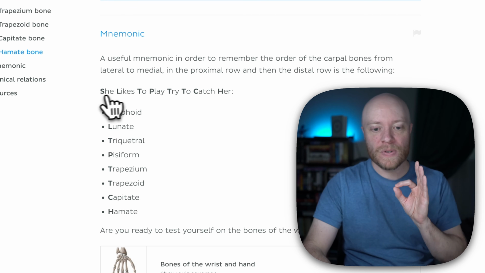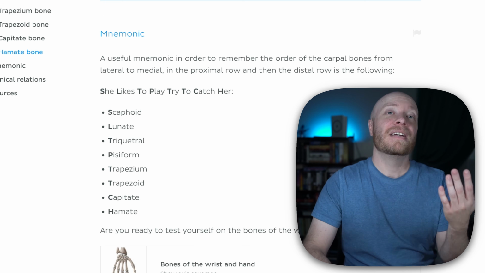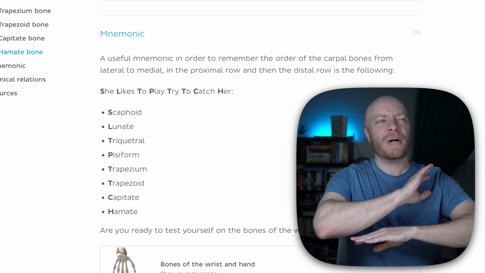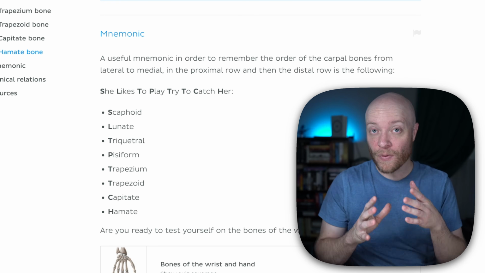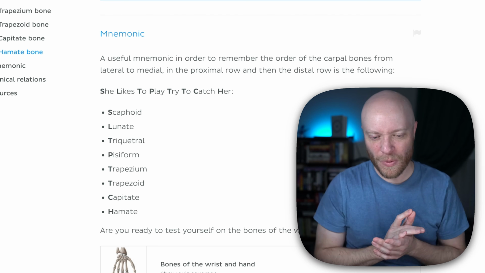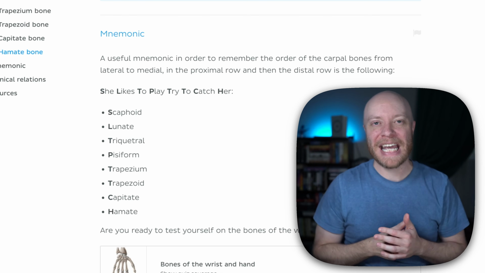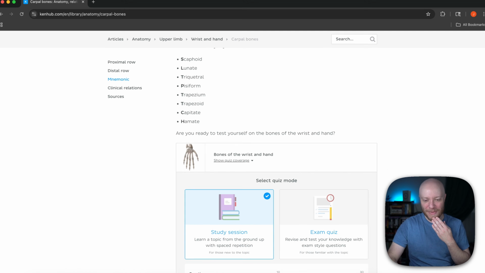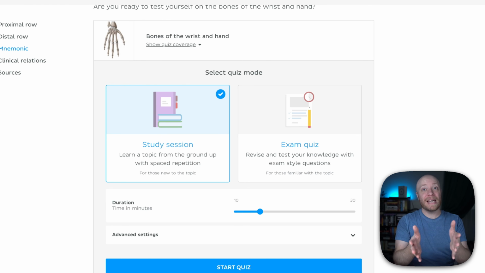And you can see that this one says, she likes to play, try to catch her. That is another one I have found, probably a good dozen or so mnemonics over the years for just the carpal bones. And you just got to use what works for you. For me, some lovers try positions that they can't handle is what I've always gone off of, so that's what I'm going to do. But you can see we also right here have our quizzes embedded inside of the article.